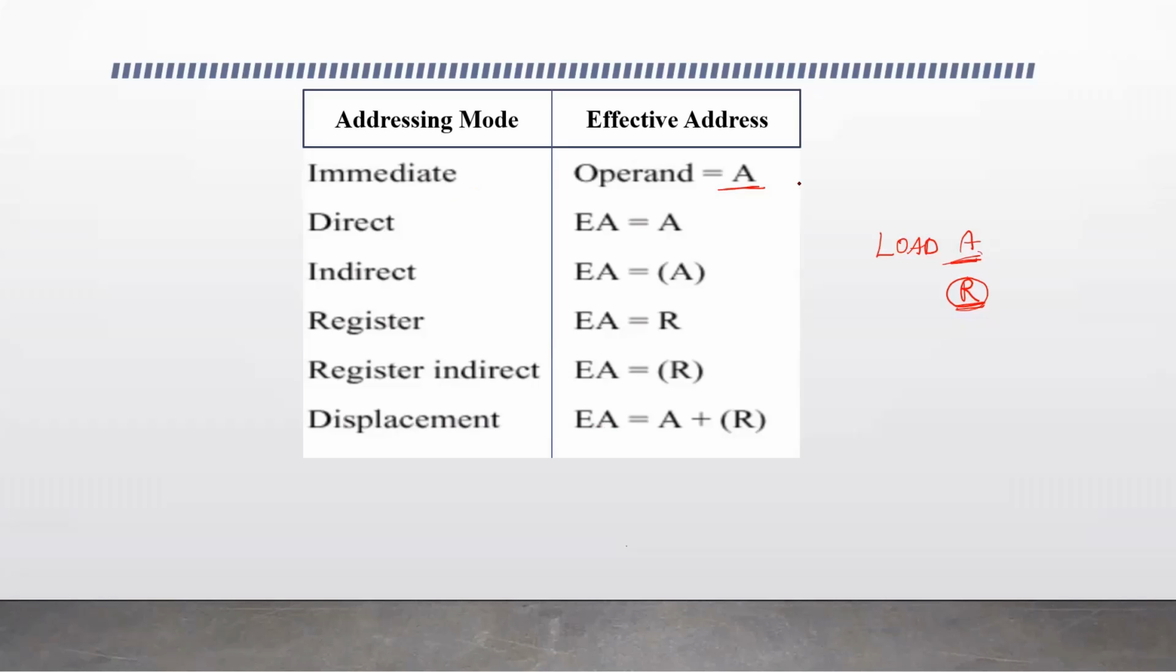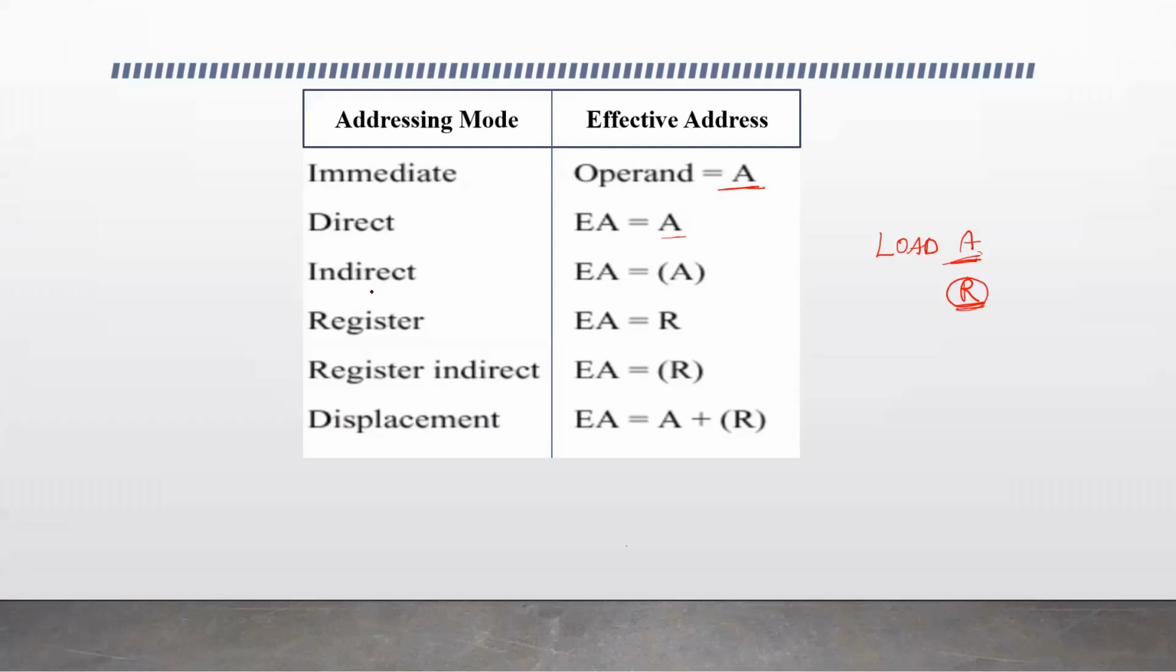In immediate mode, A in the address field is the operand itself. There is no address. In direct addressing mode, the address in the address field is the effective address. We don't need to calculate the effective address. The address A in the address field of the instruction is the effective address. That is direct addressing mode.